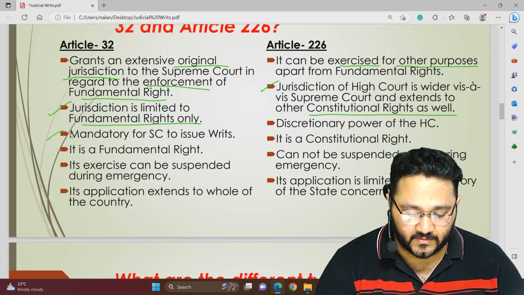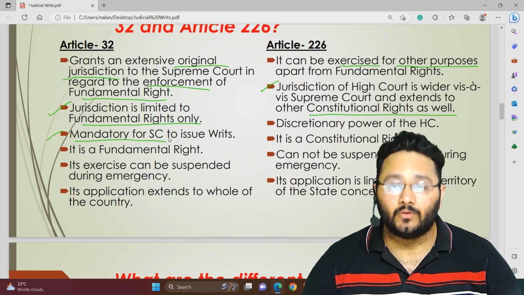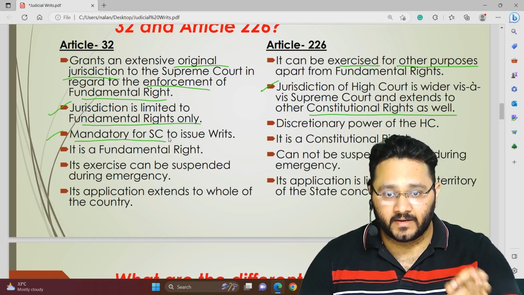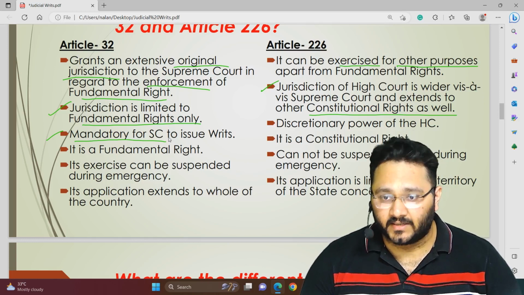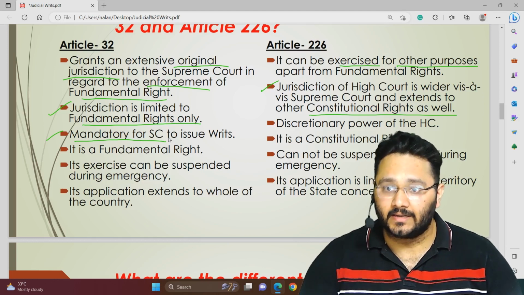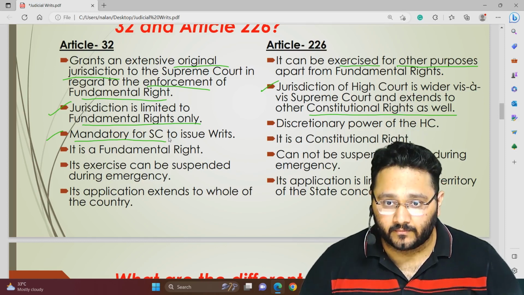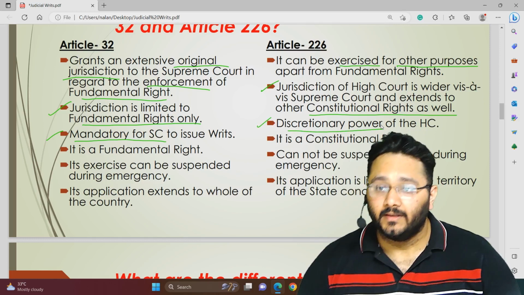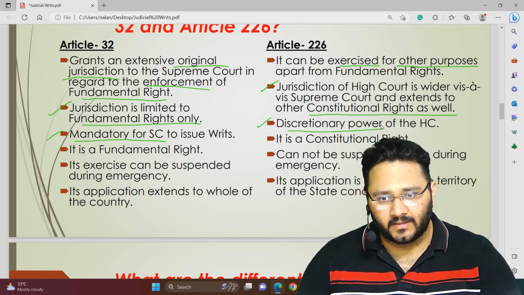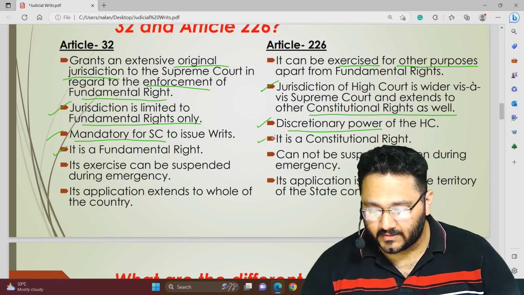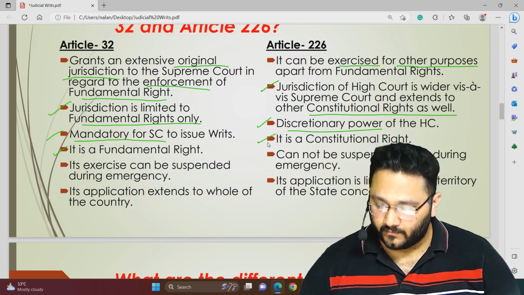Next point, it is mandatory for Supreme Court to issue writs. In most of the cases, it is mandatory for Supreme Court to issue these writs because you can approach Supreme Court under Article 32 as a matter of right, whereas for High Court, it's a discretionary power. They may entertain your appeal and they may reject it as well. It is a fundamental right. It is a constitutional right.